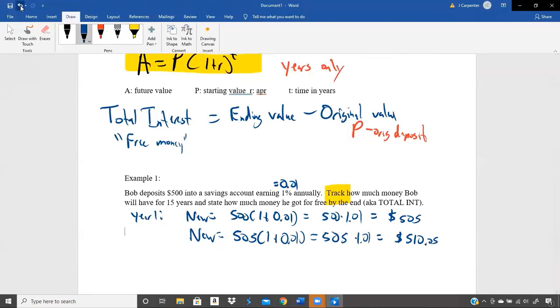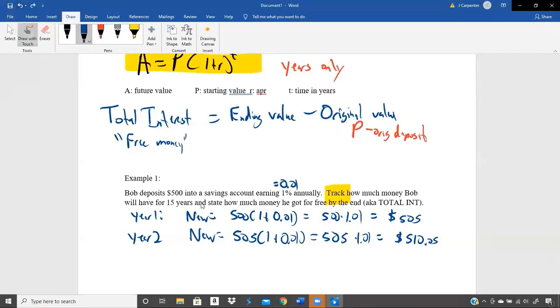510.05, which means the interest from year 2 is not $10.05. That's the total interest. The interest he earned in year 2 would be $5.05, because that would be the difference of these two values. If you subtract these two values, you would get just the interest from year 2 alone. If you subtract the newest value and the original, that gives you the total interest. So that's another thing to pay attention to. Are they asking for the interest over just a specific year or a total interest? We're usually interested in total interest, but I can't say that that's always going to be the case.